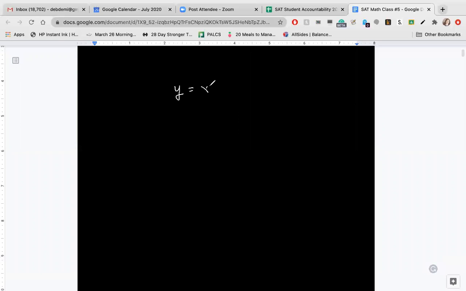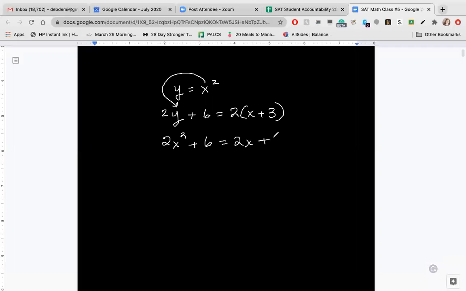Y equals x squared. Wait till you see it. You're going to be like, oh, I could have done this. Plus 6, because this is pure algebra. 2 times x plus 3. How do you do that one? Well, you can see y equals x squared. So I'm going to substitute x squared into the second one where the y is. So you get 2x squared plus 6 equals 2x plus 6.